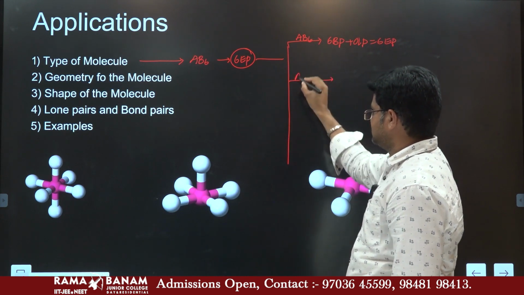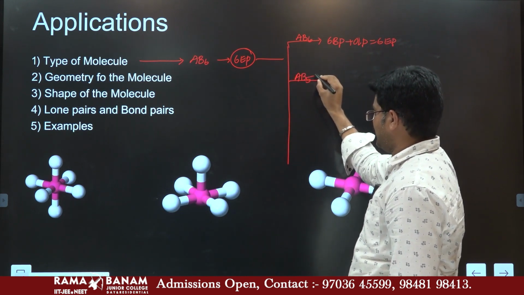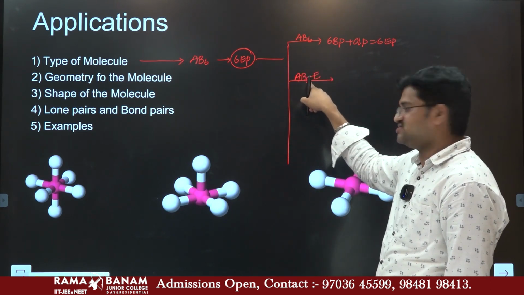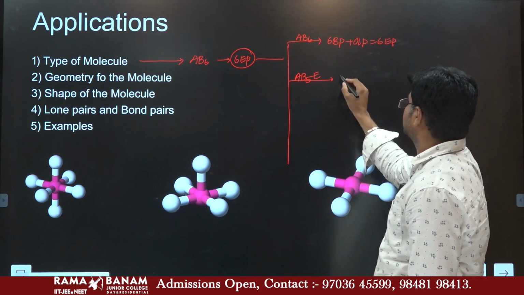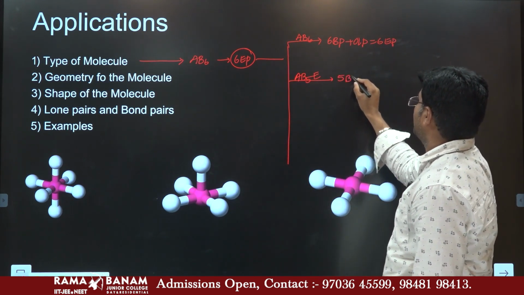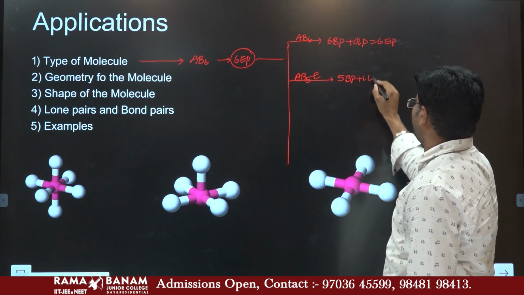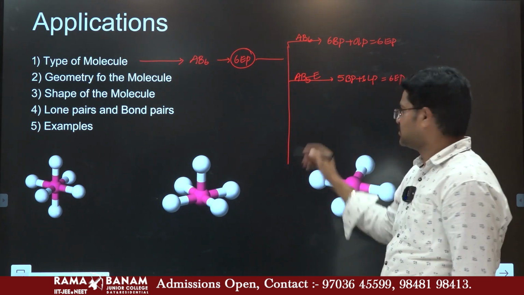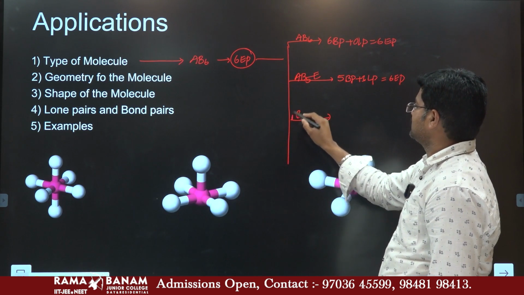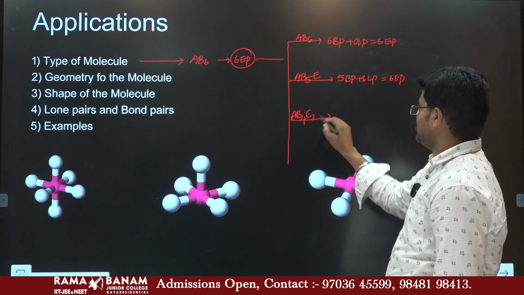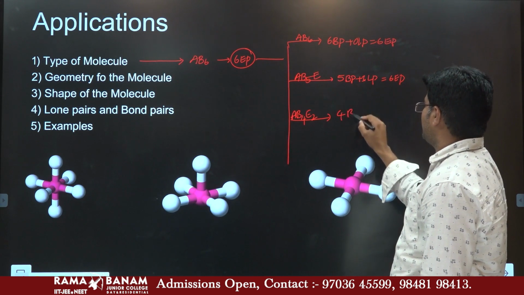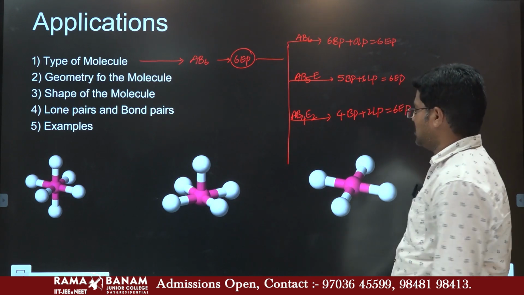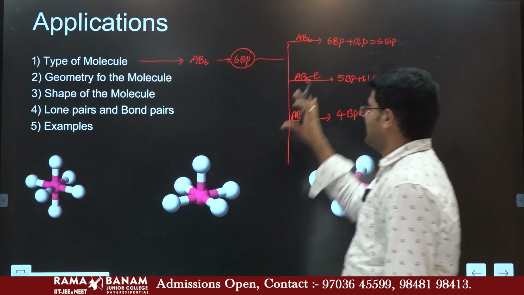And the second case is AB5E type. Here A is the central atom, B is 5 bond pairs, E indicates the lone pair. 5 bond pairs plus 1 lone pair, 6 electron pairs. This is the second case. And the next case is AB4E2 type. So 4 bond pairs plus 2 lone pairs, totally 6 electron pairs. So these are the cases.